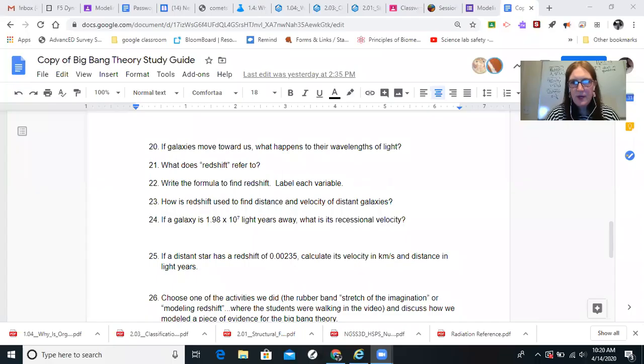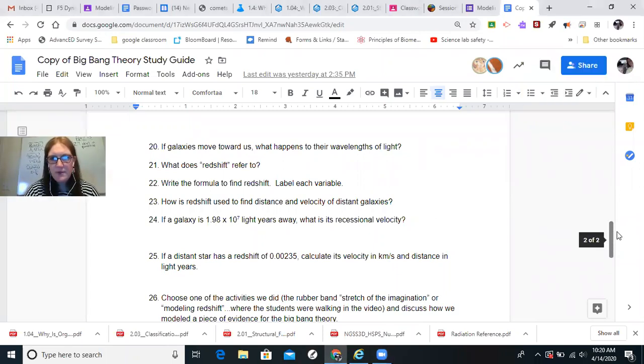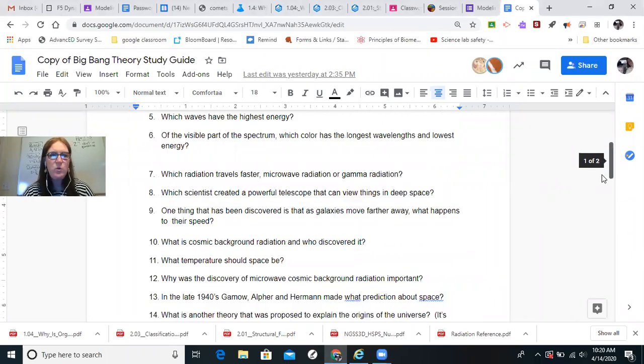Okay, so I'm going to go back up here to number 7. I'm going to move this over here. So number 7, the question was, which radiation travels faster, microwave radiation or gamma radiation? This is a trick question. Do you have any idea? Do you have a guess? No, I thought it was gamma ray, but I guess not. No, yeah, it's totally a trick question, and I promise this will be on the test.